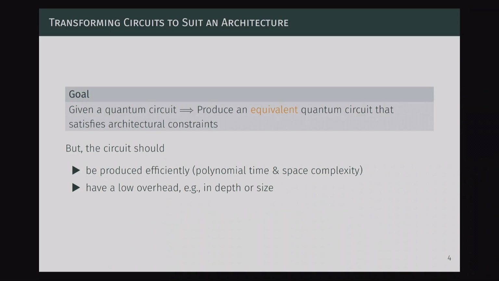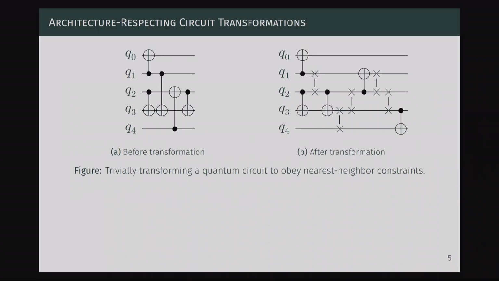So now the question is, how do we find an algorithm that, given a quantum circuit, can produce an equivalent quantum circuit that satisfies these architectural constraints? But also, we want this new circuit to be produced efficiently, so that means in polytime and polyspace. And this new circuit should not be much larger than the original circuit, either in depth or size or whatever metric you're interested in. So how can we do this?